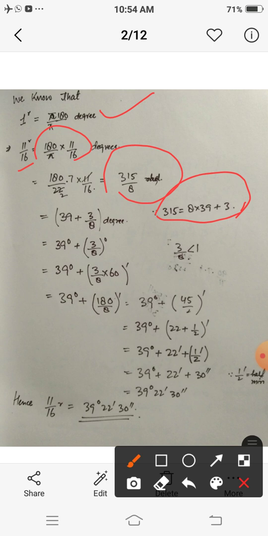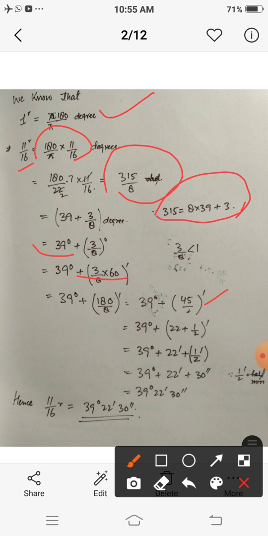Now 39 plus 3 upon 8 degrees can be written as 39 degrees plus 3 upon 8 degree. This 3 upon 8 degree is less than 1 degree, and less than 1 degree means it is in terms of minutes. So we have to convert 3 upon 8 into minutes. In 1 degree we have 60 minutes, so in 3 upon 8 degree we have 3 by 8 into 60 minutes. Hence by multiplication it is 180 upon 8 minutes, which is simply 45 by 2 minutes. Here the prime at the top simply indicates minutes.